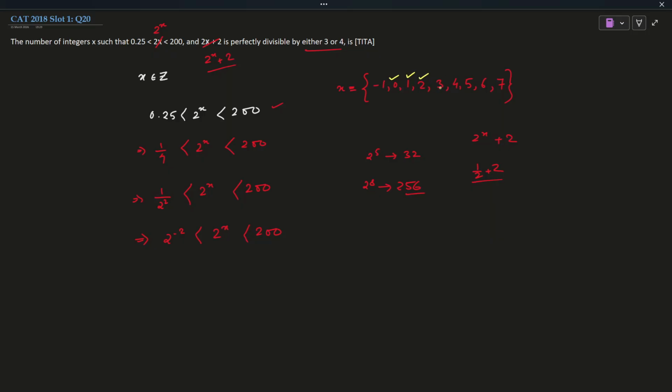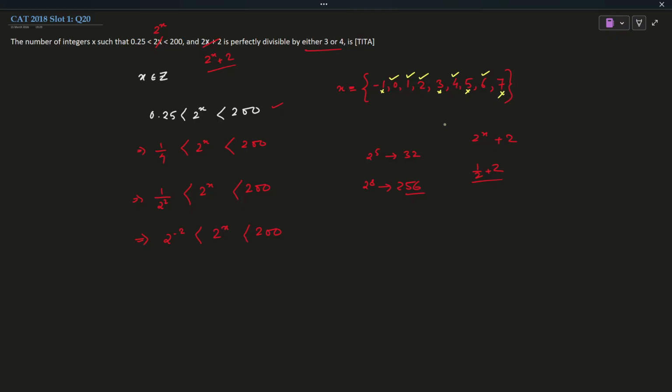If I put x equal to 3, 2 to the power of 3 is 8, 8 plus 2 is 10, which is neither divisible by 3 nor by 4. So minus 1 gone, 3 gone. 4: 2 to the power of 4 is 16, 16 plus 2 is 18, which is divisible by 3. 5: 2 to the power of 5 is 32, 32 plus 2 is 34, not divisible by 3 or 4. 6: 2 to the power of 6 is 64, 64 plus 2 is 66, divisible by 3. 2 to the power of 7 is 128, 128 plus 2 is 130, not divisible by 3 and not divisible by 4.